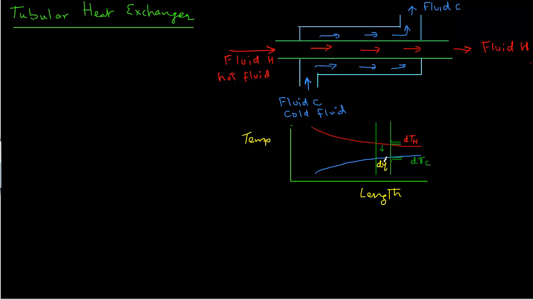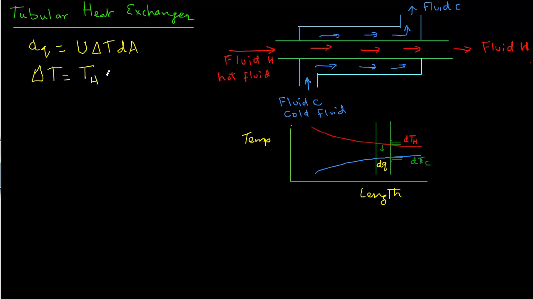And we can write a simple expression. You may want to refer to the module on overall heat transfer coefficient. So dq equals U times dA times delta T, where delta T is the temperature difference between the hot fluid and the cold fluid. Now that temperature difference delta T between the fluids H and C can also be written as delta T equals TH minus TC.